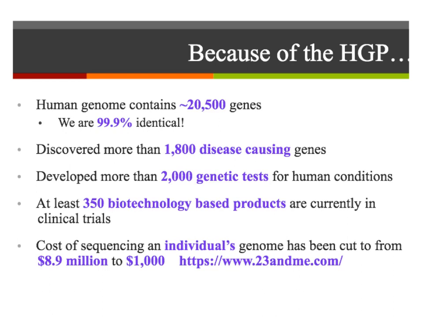We discovered more than 1,800 disease-causing genes, developed more than 2,000 genetic tests for human conditions, and at least 350 biotechnology-based products are currently in clinical trials. And the cost of sequencing an individual's genome has been cut from $8.9 million to about $1,000. There are different companies, and I referenced a few of these when we started genetics, like 23andMe, where you can have your genome sequenced.